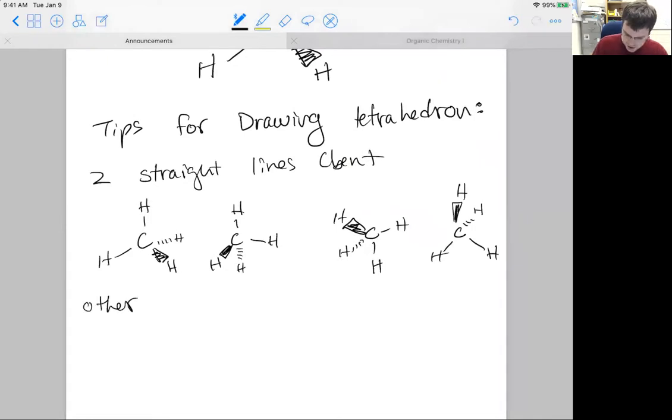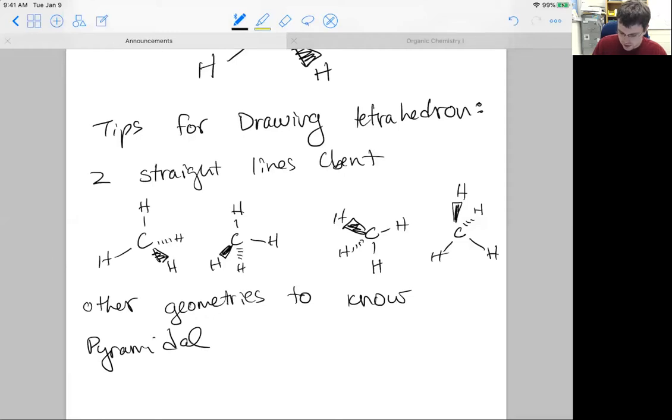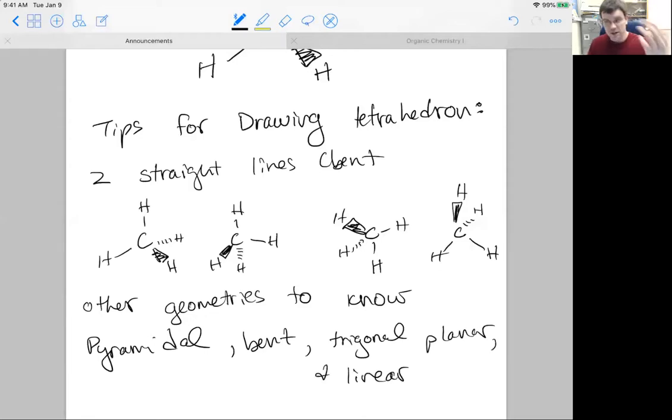So, other geometries to be mindful of or to know. We have pyramidal, bent, trigonal planar, and linear, all in addition to tetrahedrons. So it looks like 5 geometries that we need to know.